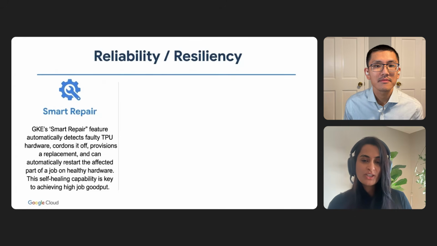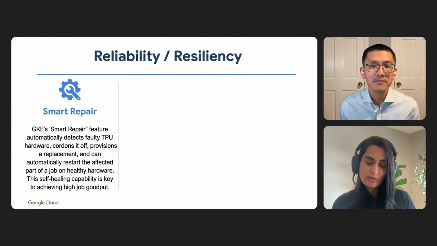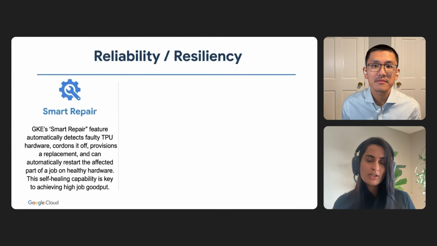And hence comes the GKE Smart Repair. The GKE Smart Repair gracefully shuts down the entire atomic unit, provisions a completely new healthy set of VMs to replace it, brings the node pool back, and restarts the job set that's running on this new infra that we have created for you, and the workload resumes from its last checkpoint. The idea is to reduce the recovery time between two interruptions. And when you reduce the time between two interruptions, you are maximizing running on the TPU. And that's improving the throughput.